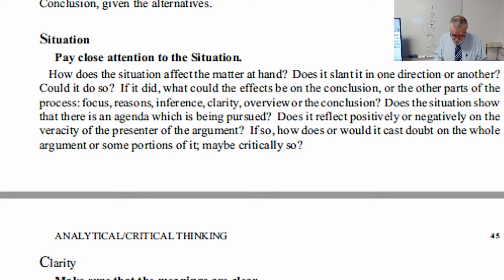Does the situation show that there is an agenda which is being pursued? Does it reflect positively or negatively on the veracity of the presenter of the argument? If so, how does or would it cast doubt on the whole argument or some portions of it, maybe critically so? In other words, bad enough to kill it. That previous one that I gave about the fictitious presentation or imaginary, where he said we're going to study tongues in the Bible.